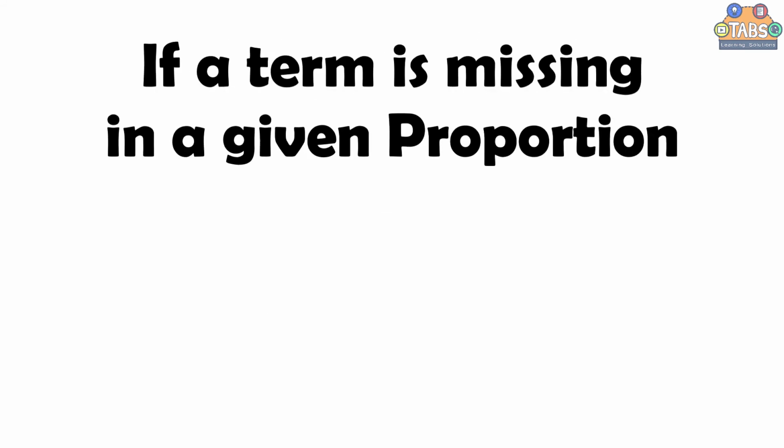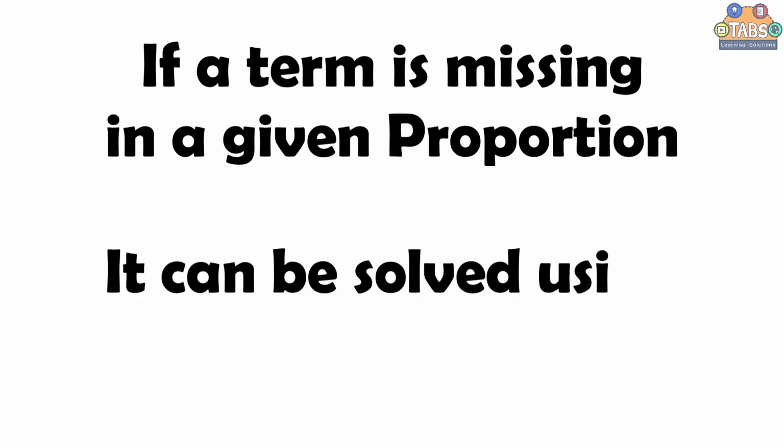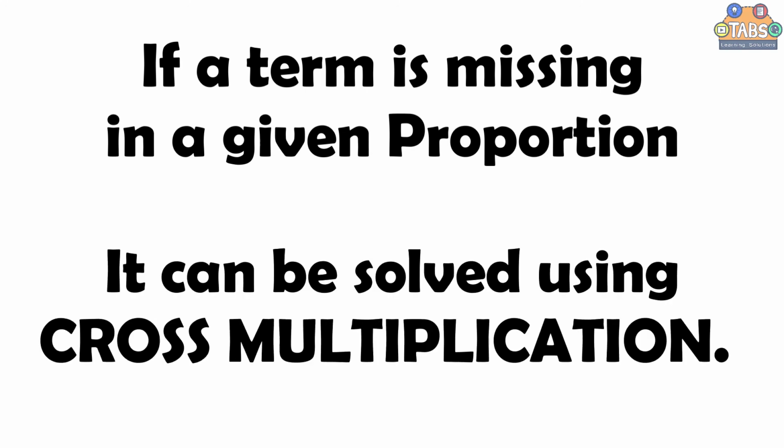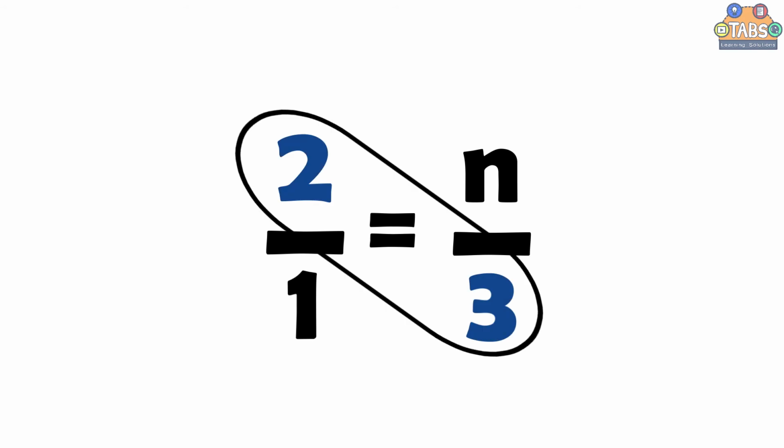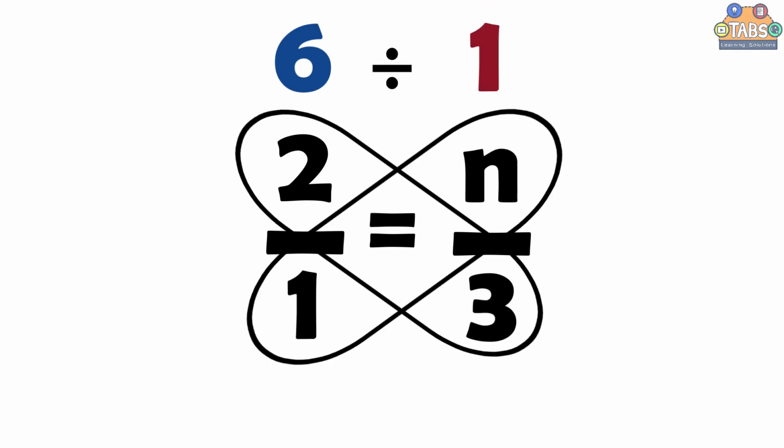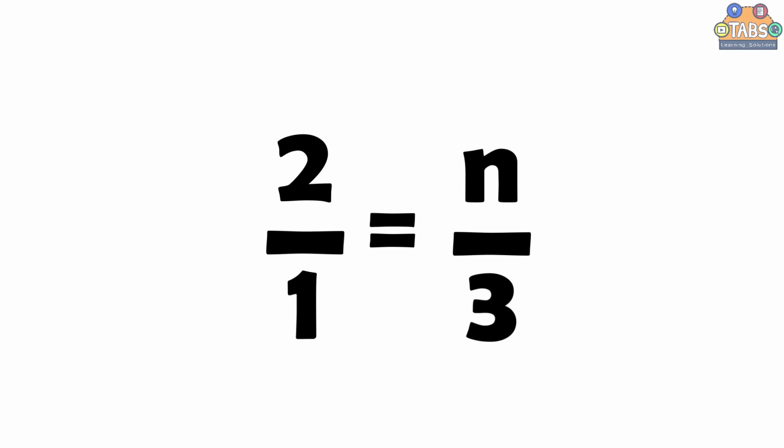If a term is missing in a given proportion, it can be solved using cross multiplication. For example, 2/1 is equal to n over 3. We multiply 2 with 3 and it is equal to 6. Then, let us divide 6 with the partner of the missing number, which is 1. So 6 divided by 1 is equal to 6. Therefore, the missing number is 6.